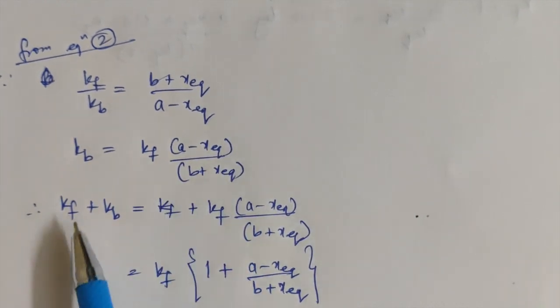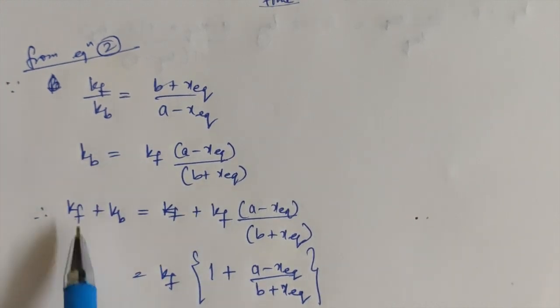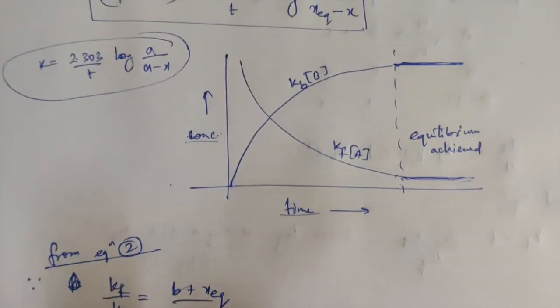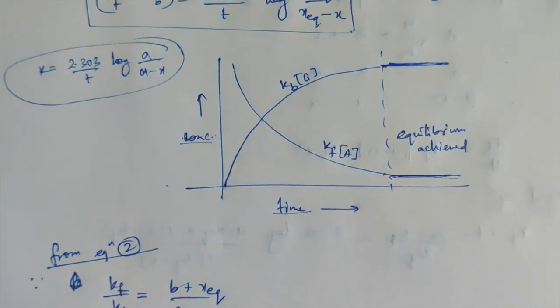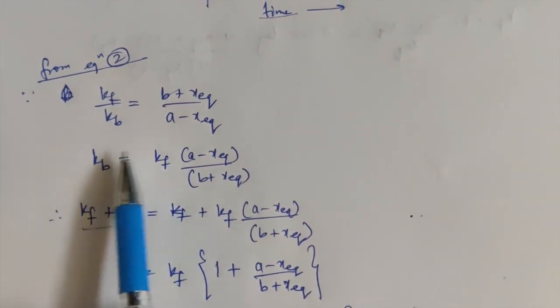Now I can just add kf on both sides. I'm adding kf on both sides just to form kf plus kb, so that I can substitute its value in this equation, kf plus kb. Just to put it over here, I am doing so. So I am adding kf on both sides.